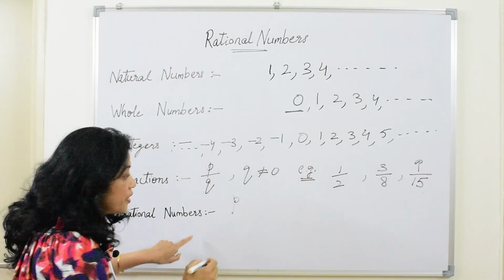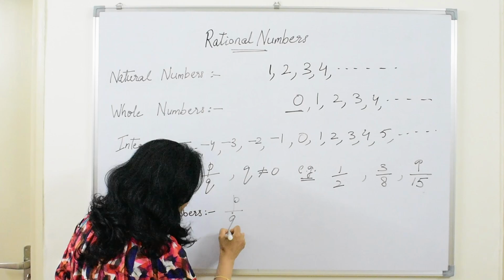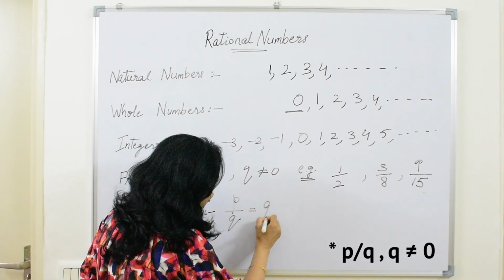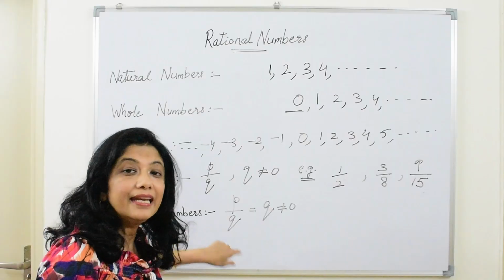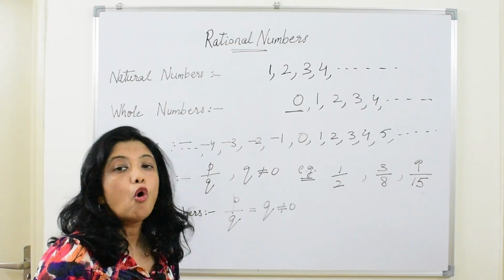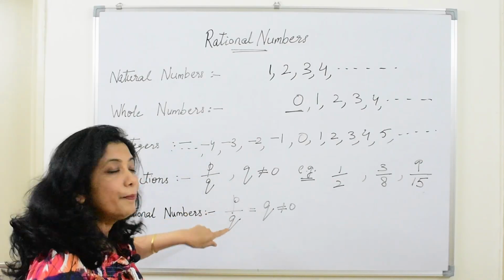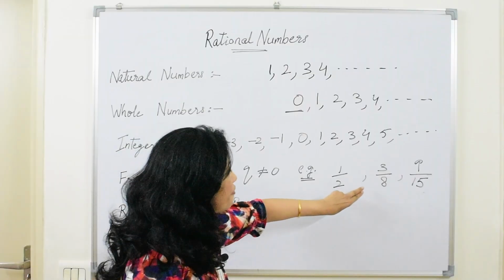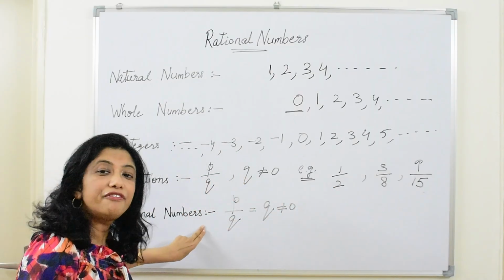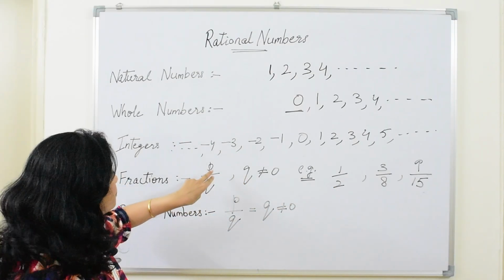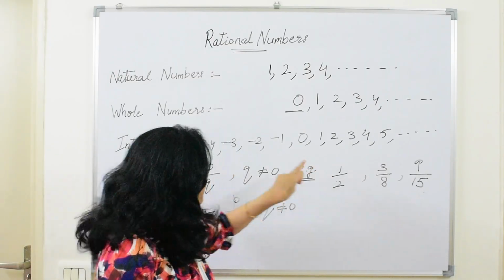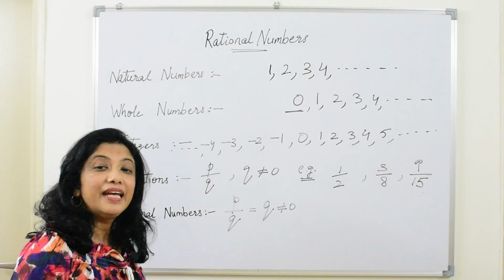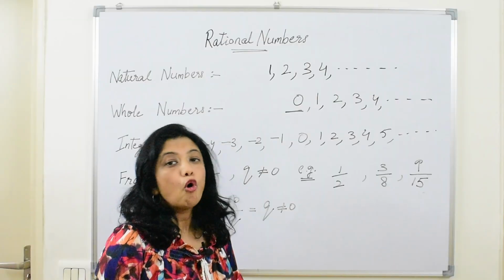These are rational numbers: numbers in the form of p/q, where q is not equal to 0 and p and q can be either positive or negative. What is the difference between fractions and rational numbers? In fractions, p and q were both positive integers. But in rational numbers, p and q can be either positive or negative.